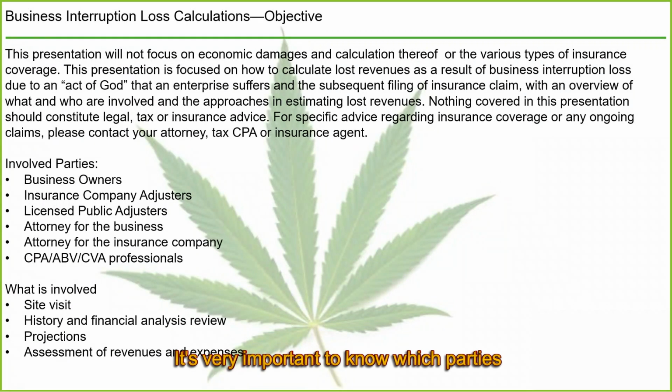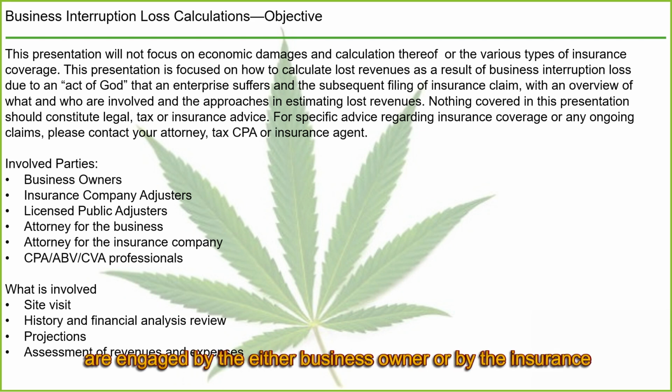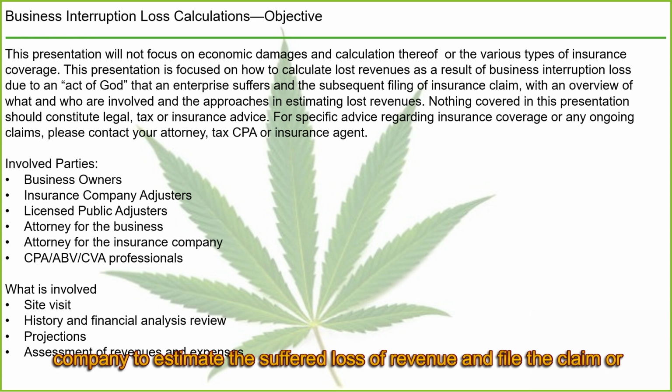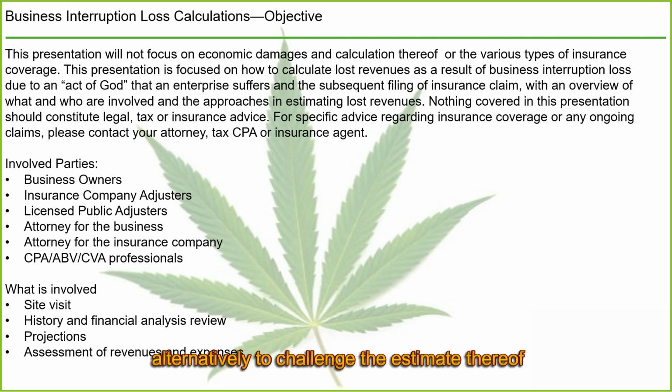It's very important to know which parties are involved in the business interruption claims. So obviously there are business owners, the cannabis proprietors, there are insurance adjusters, there are licensed public insurance adjusters, there are attorneys for the business, attorneys for the insurance company, and obviously CPA, ABV, and CVA professionals who are engaged by either the business owner or by the insurance company to estimate the suffered loss of revenue and file the claim, or alternatively to challenge the estimate thereof.